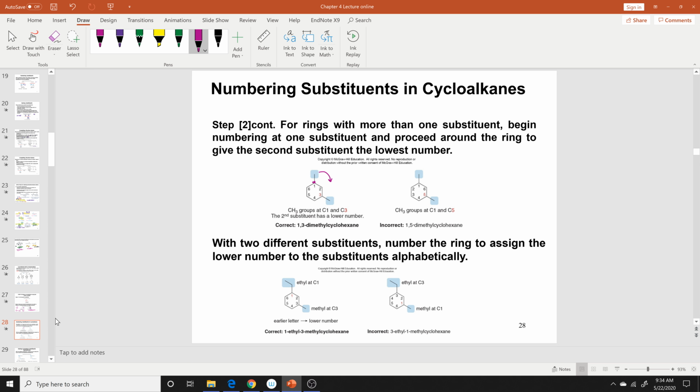When you have two different substituents, methyl and ethyl, then in that case, I want you to assign the lowest number to the first alphabetical substituent. E comes before M, so ethyl takes the lowest number. You don't guess in here. There is no guessing in naming. So if you have two different substituents, please number the ring to assign the lower number to the substituents alphabetically. So now my name is going to be 1-ethyl-3-methylcyclohexane.